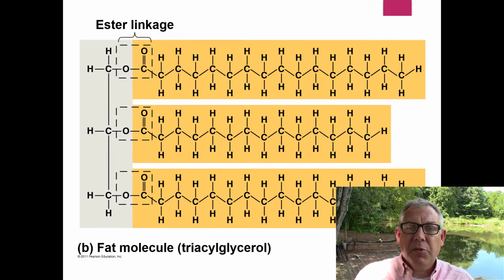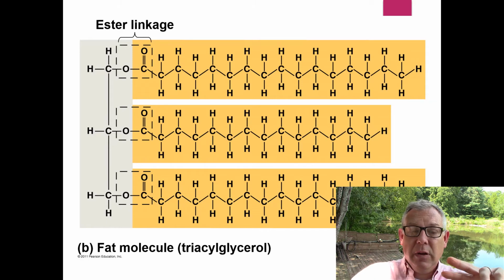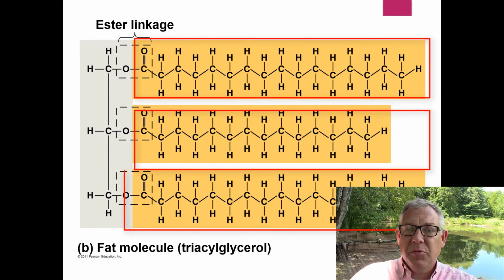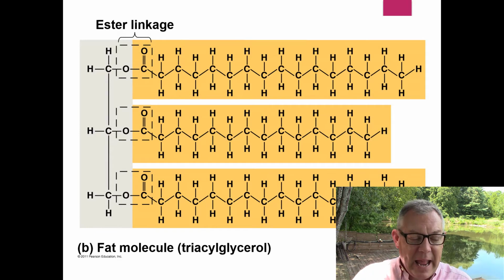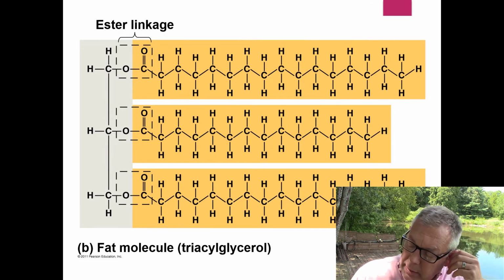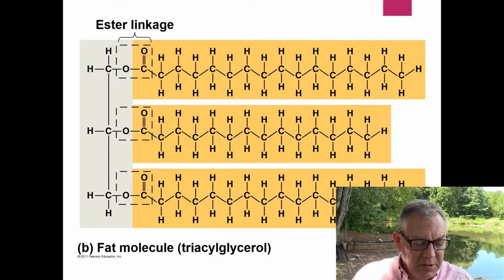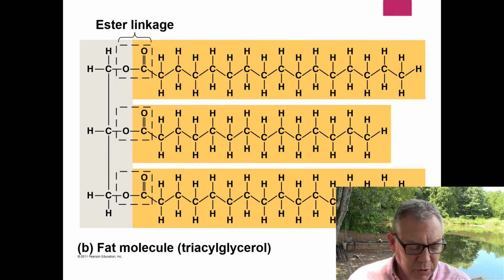And on each of those 3 carbons, then you have a long tail coming off that's highlighted in sort of an orange color, right? And that orange color, those tails, are called fatty acids. And so you've got this glycerol, and it's got these 3 fatty acids, so it's a triglyceride. Maybe you've heard of triglycerides, or you've got a blood test and they check triglycerides. Well, when they check triglycerides, that's what they're checking for.